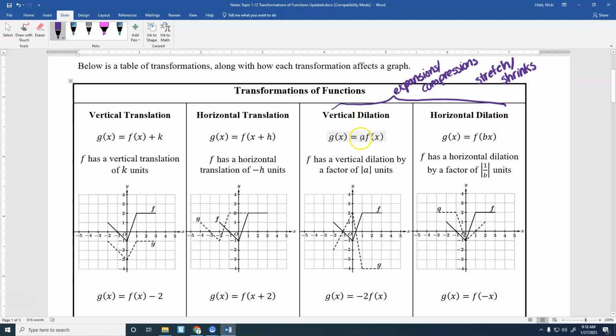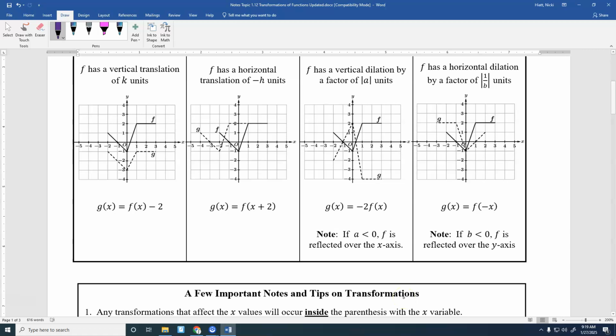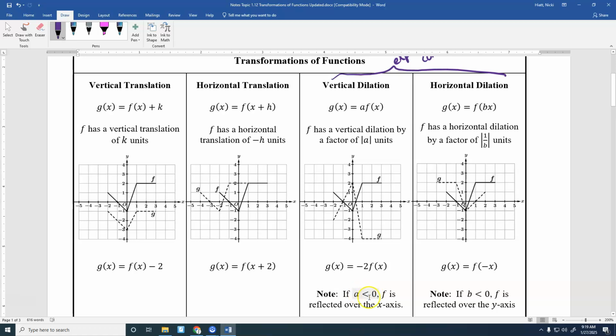So a vertical dilation is going to happen when you have a number multiplied on the outside of the function. And that is going to stretch out the graph by that many units. Notice it says it has a vertical dilation by a factor of absolute value of a units. That's because the negative is separate from the function. So in this case, whenever you have negative 2f of x, the negative is flipping the function upside down. I wish he would have made that separate in a different piece of the table. But the negative flips the function, and the 2 stretches it out. So you can see he puts a note right here that if a is less than 0, then f is reflected over the x-axis. And then you can see that everything's sort of stretched out there.